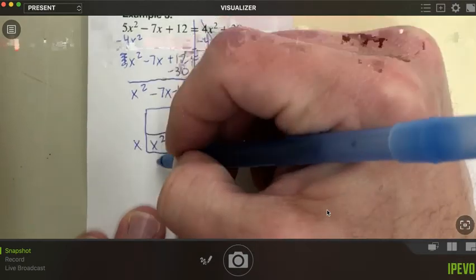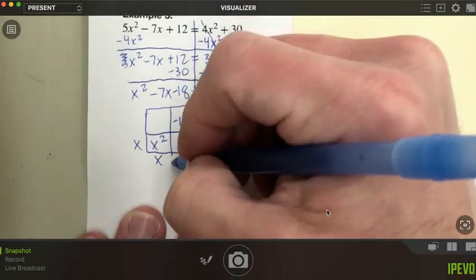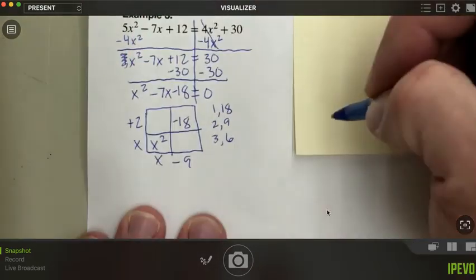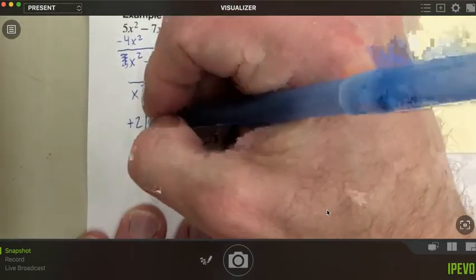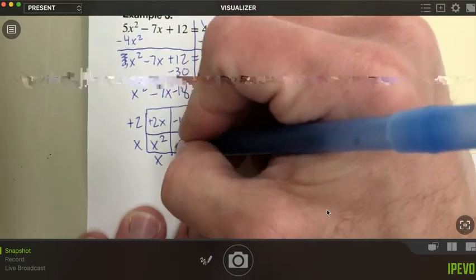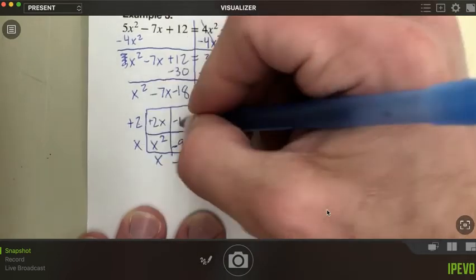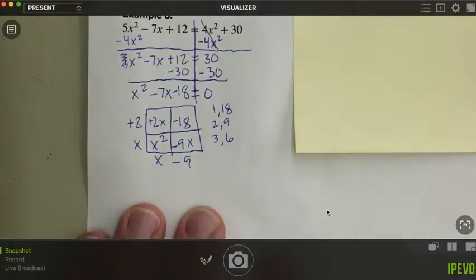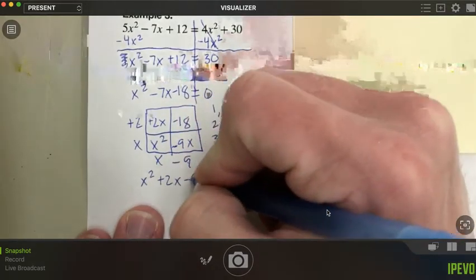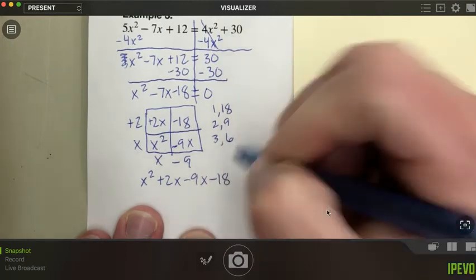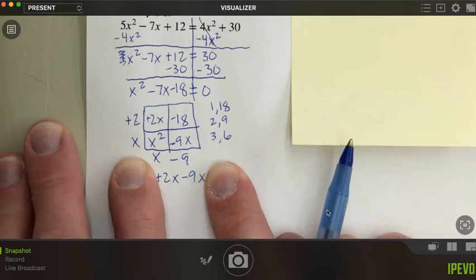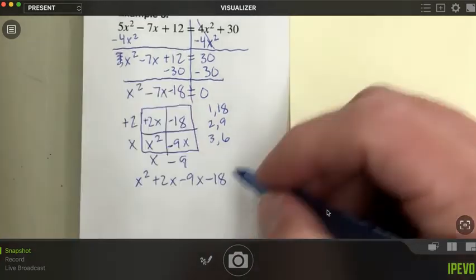So x times x is x squared. Let's try it. Minus 9 plus 2. 2 times x will be positive 2x. X times negative 9 will be negative 9x. And negative 9 times positive 2 is negative 18, so that's good. So now I've got x squared plus 2x minus 9x minus 18. Positive 2x minus 9x will be negative 7x, so we're good.